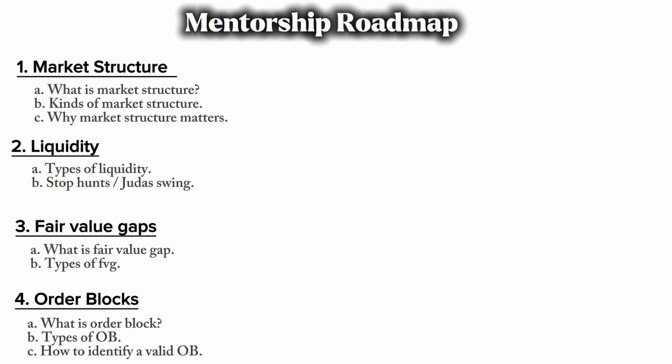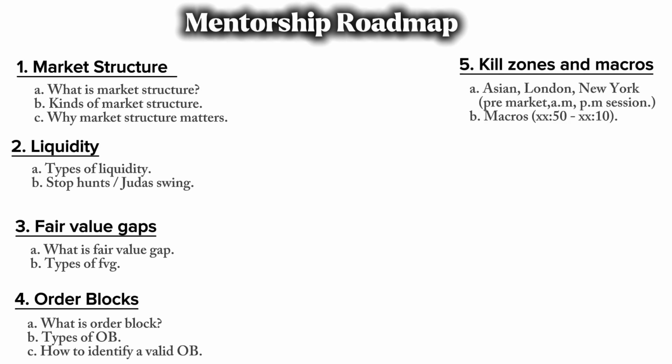So number 5 is the key zones and macros. This is where we study the trading sessions, the Asian session, the London session, and especially the New York session, where I personally focus most of my trades. We break it down into the pre-session, the AM session, and the PM session. And of course, we will explore the macros that tie everything together. The 20-minute macro, X50 to the X16.